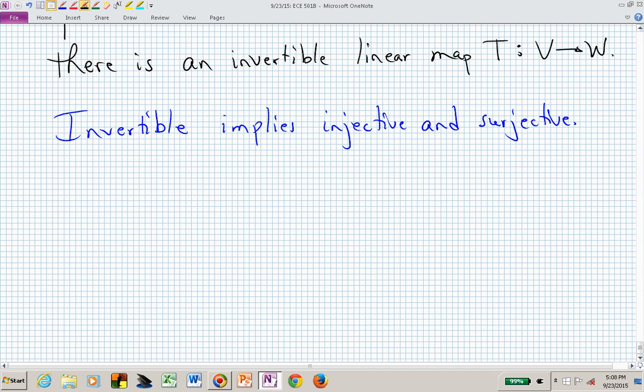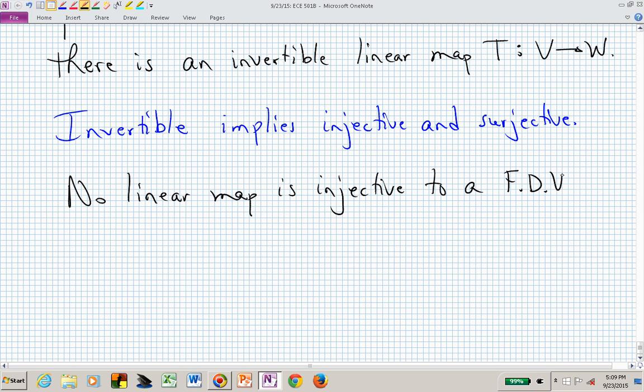And now we go back to this sort of long and wide, or I'm sorry, short and wide and tall and thin, or tall and narrow. No linear map is injective to a finite dimensional vector space of smaller dimension.